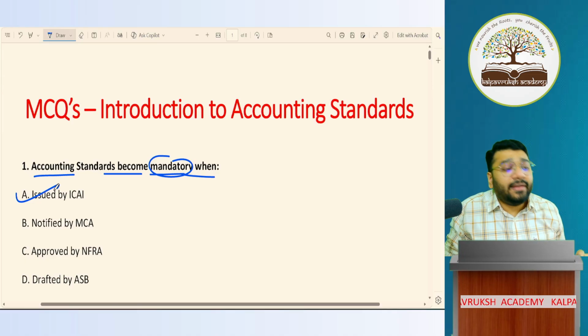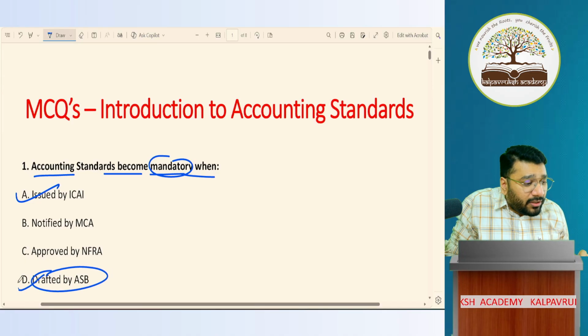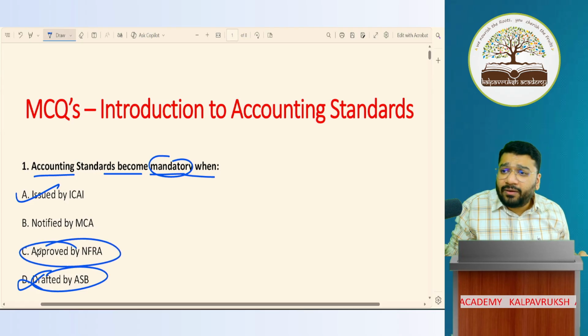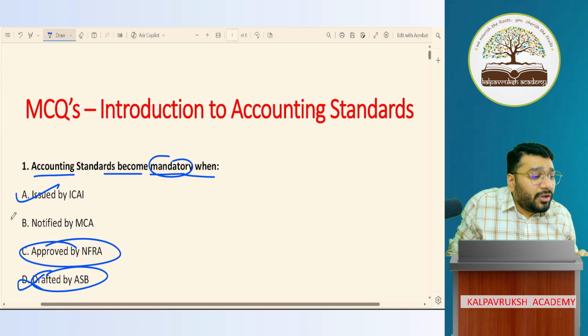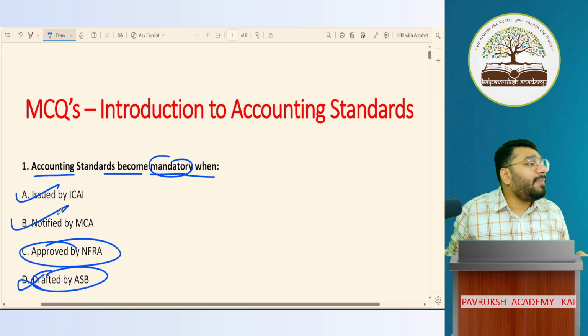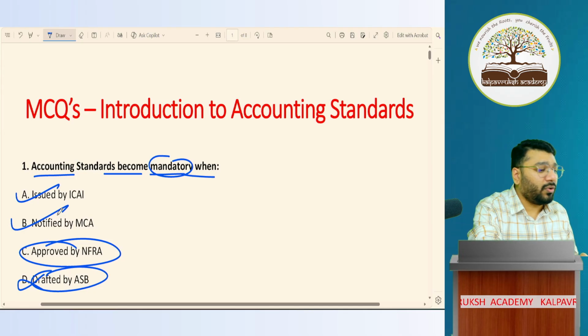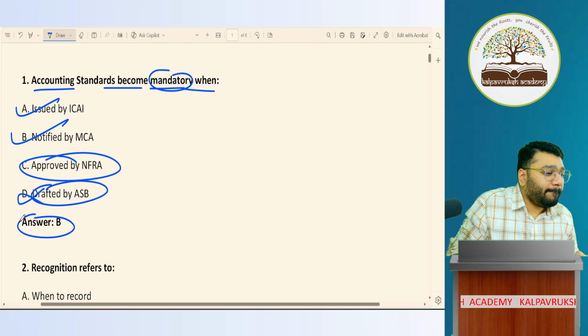So when does it become mandatory? When drafted by ASB? No. Approved by NFRA? Does NFRA do approval? No. So it only becomes mandatory when notified by MCA. Notified by MCA. Got it, not got it? So the answer is B.